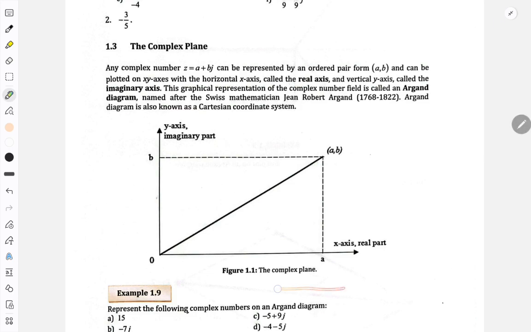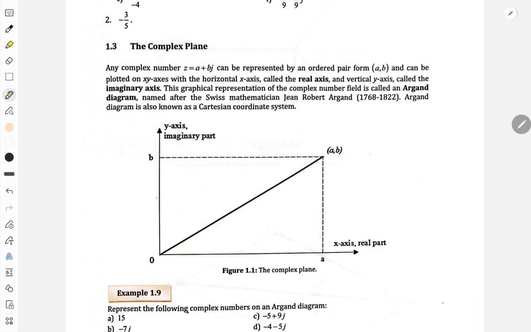Let's look at this diagram. It's exactly like a normal Cartesian plane. The horizontal axis is the real axis and the vertical axis is the imaginary axis. So, if we have z equal to a plus bj, we plot the point at (a, b).